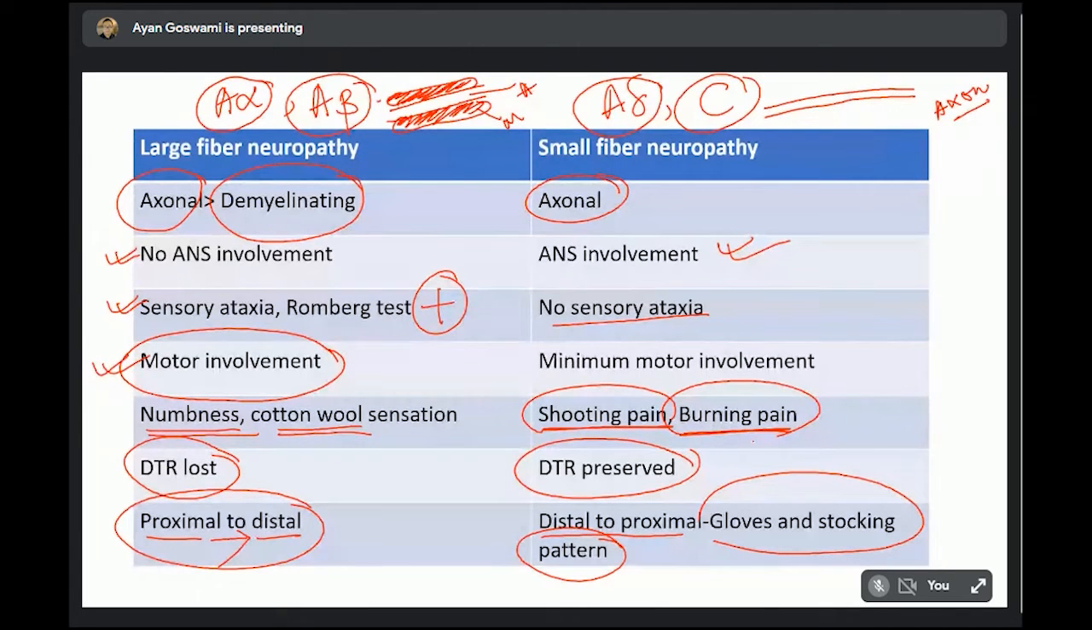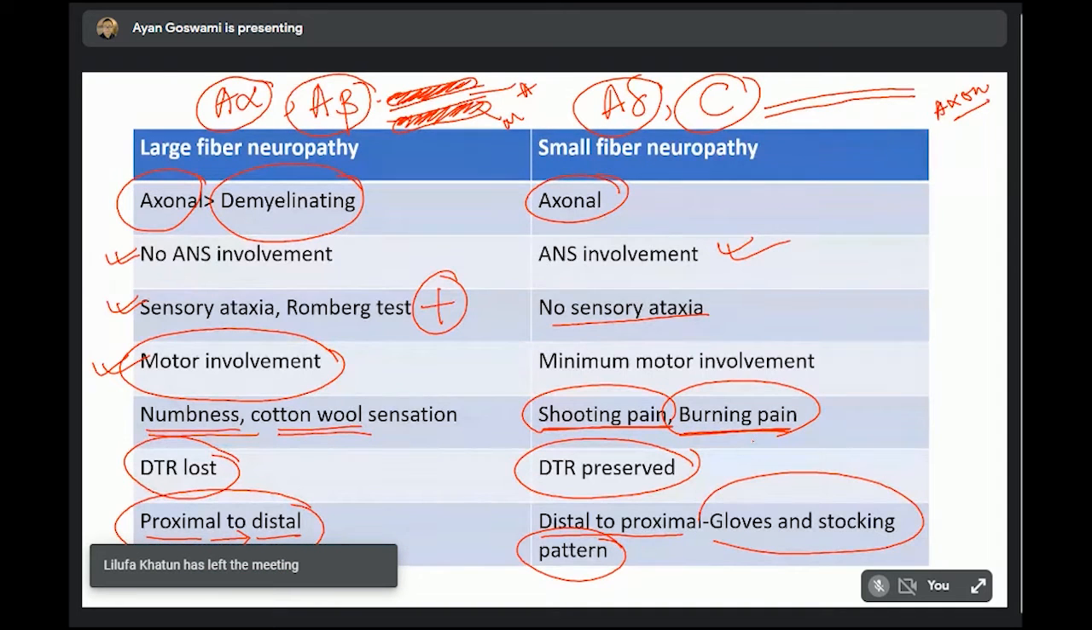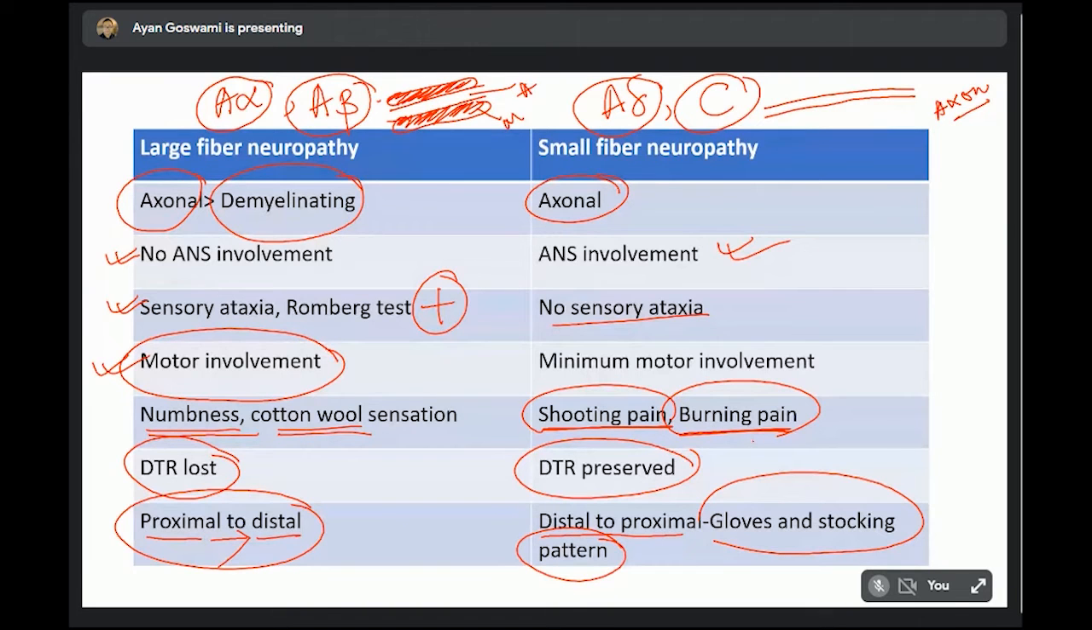Ataxia may be cerebellar ataxia, due to a problem in the cerebellum, or it may be due to a problem of the vestibular nerve, which we call vestibular ataxia. Ataxia might also be due to sensory disturbances or sensory nerve damage. Which sensory nerve? A alpha. When A alpha is damaged, the patient might have a balance problem, because proprioception is not coming from your joints to your cerebral cortex. So these are the features of A alpha and A beta fibers, that is large fiber neuropathy, and A delta and C fibers, that is small fiber neuropathy.